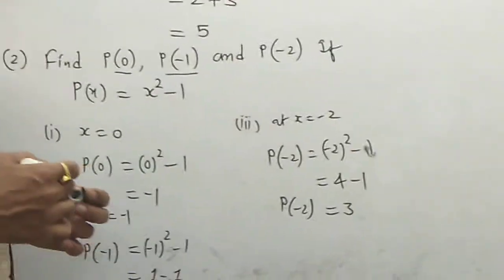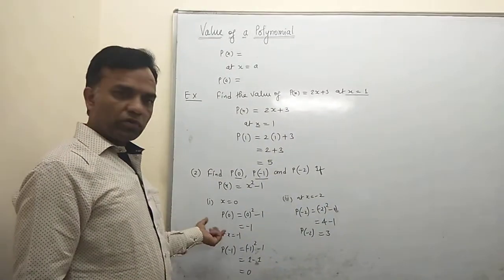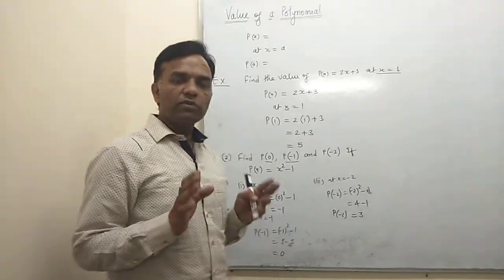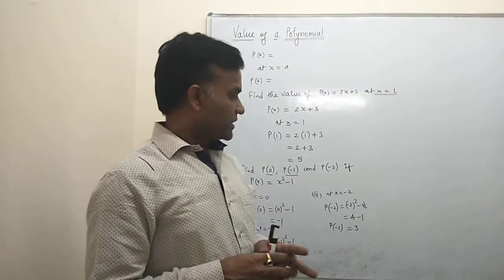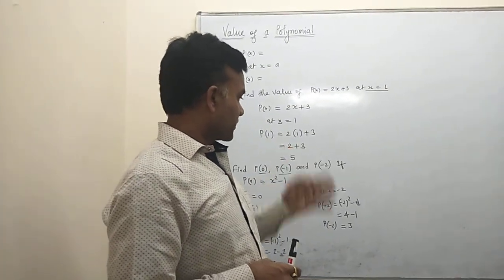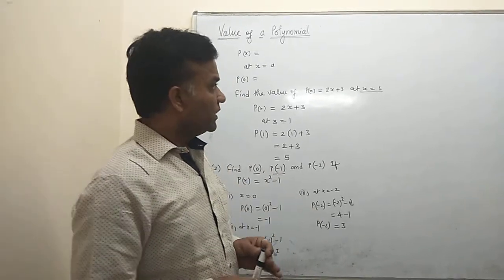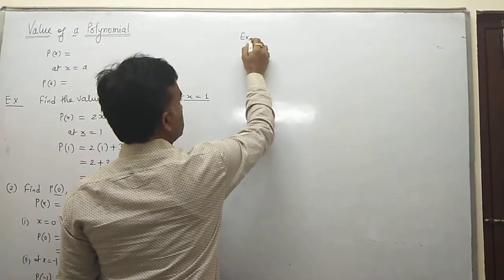So one particular question may have two parts or three parts, and you find them only in this way, because this concept is very easy, in which you only substitute the value of x. It means you replace the value of x. Here we listed some more examples for easy going, because we have two examples related to the value, and now another example.